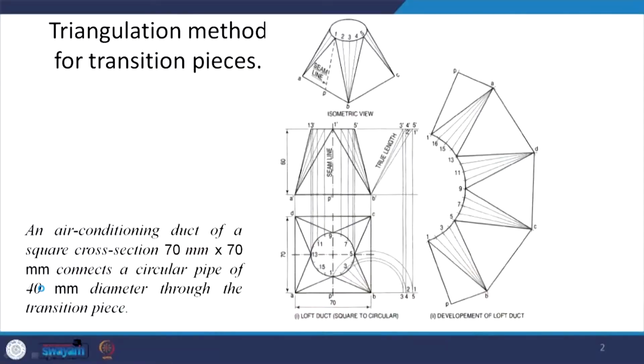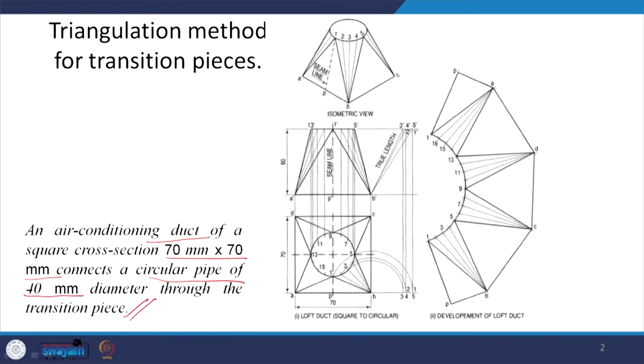One thing which was left for me to discuss, which I am starting with in this lecture, is the triangulation method of transition pieces. What these transition pieces are, we will look at with an example here. Just imagine that there is an air conditioning duct of a square cross section 70 mm by 70 mm, and it connects to a circular pipe of 40 mm diameter through a transition piece.